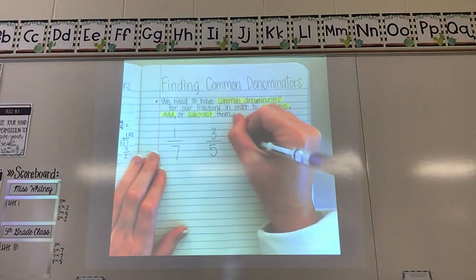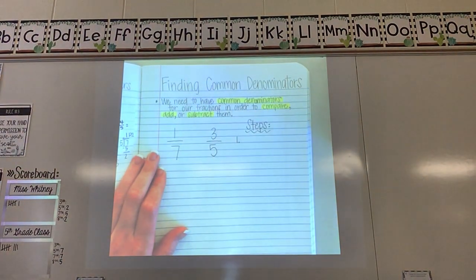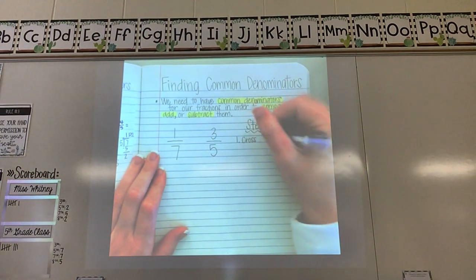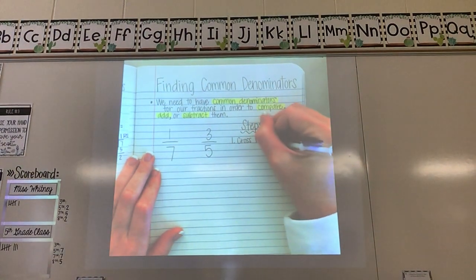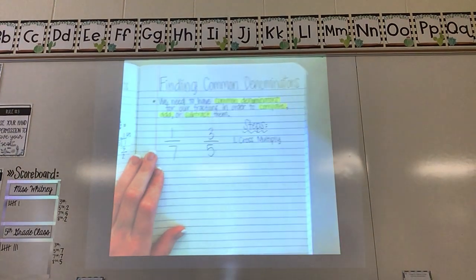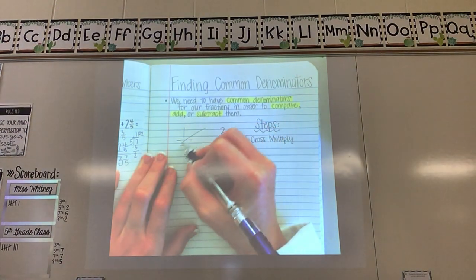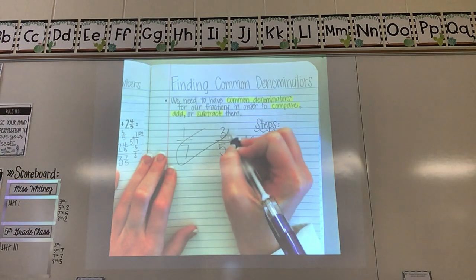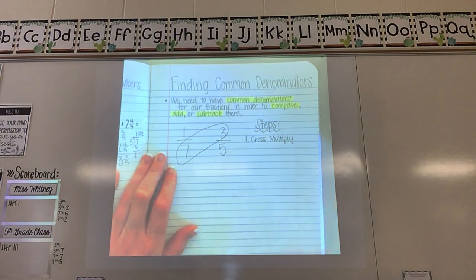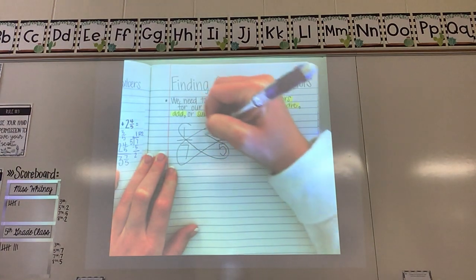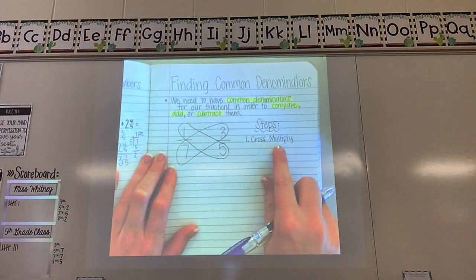Okay? Our very first step, so step number 1, is to cross multiply. I'll tell you what that means here in just a minute. Step number 1 is to cross multiply. So first, I'm going to cross multiply my fractions. That means I'm going to circle the numbers that are across from each other diagonally. And I'm going to do that both ways. And I'm going to multiply those.